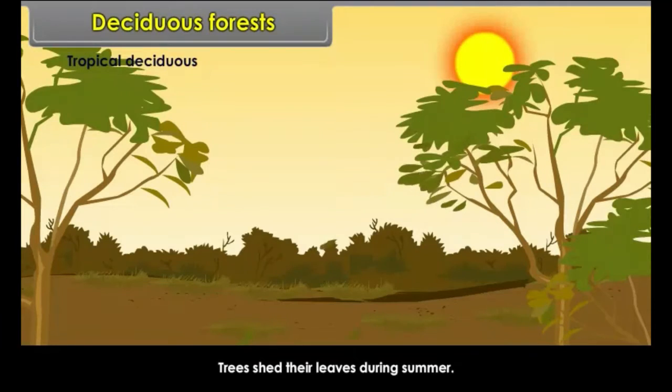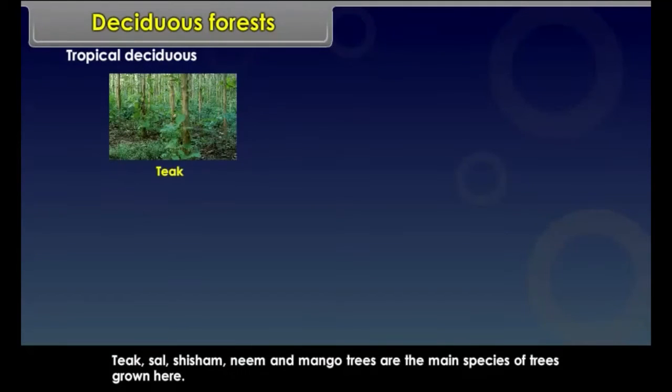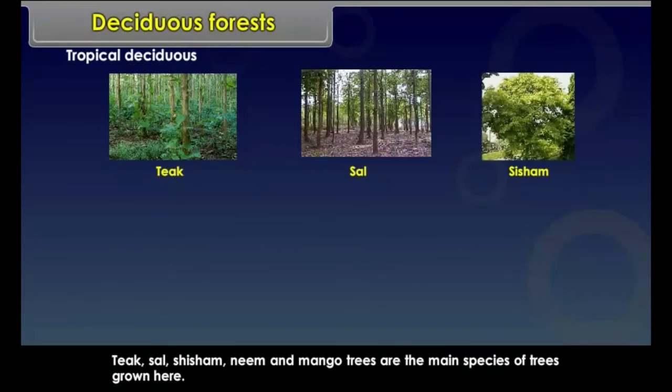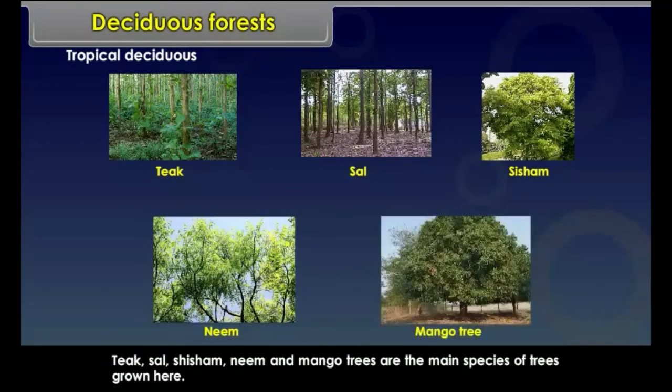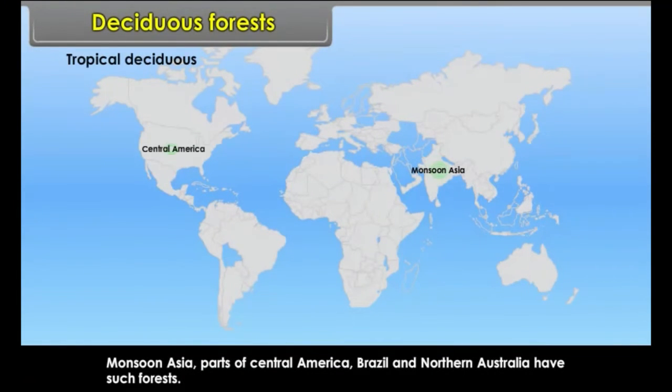Trees shed their leaves during summer. These forests are comparatively less dense than tropical evergreen forests. Teak, sal, shisham, neem and mango trees are the main species of trees grown here. Monsoon Asia, parts of Central America, Brazil and Northern Australia have such forests.